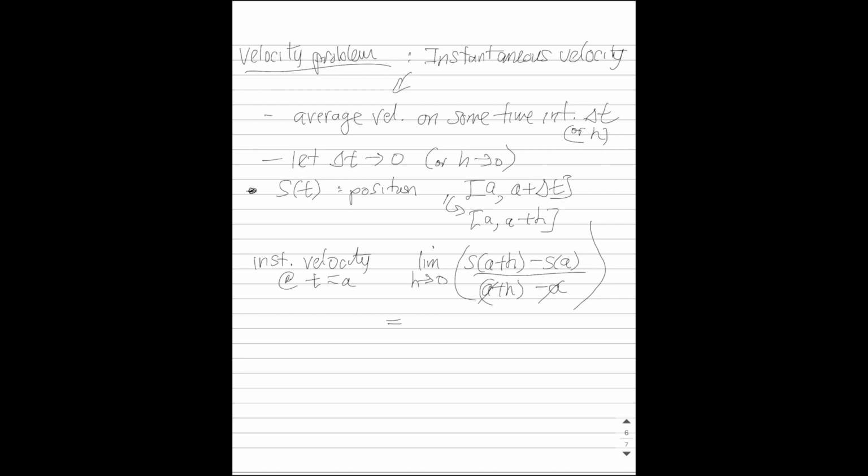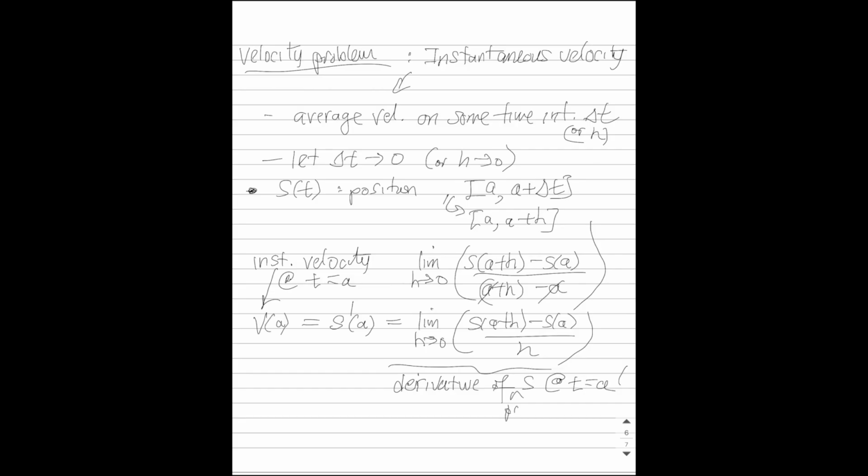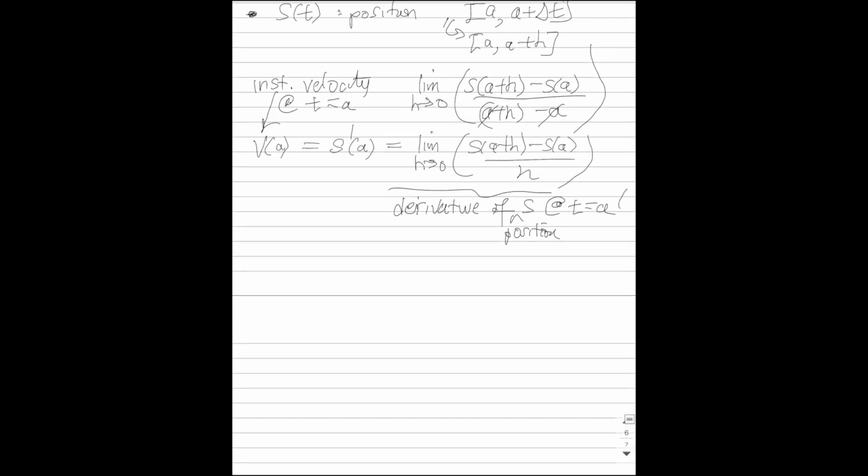So what you notice again is that the formula we are left with looks an awful lot like the derivative formula from before. And in fact it is. This is just the derivative of the function s at time equals a. This would be s prime of a. This would be the instantaneous velocity at time a. It just turns out to be the derivative of position at time equals a. So this object called the derivative comes back again.